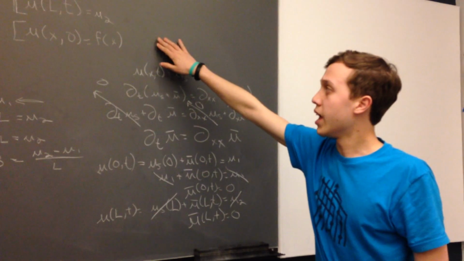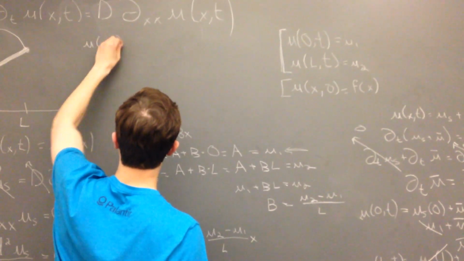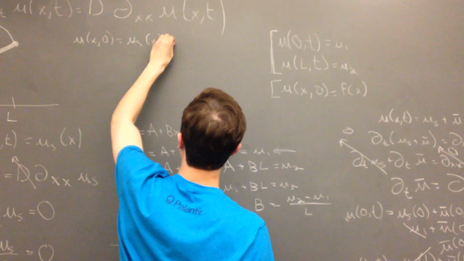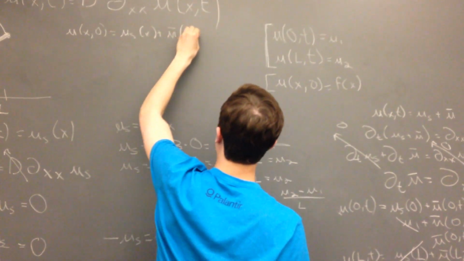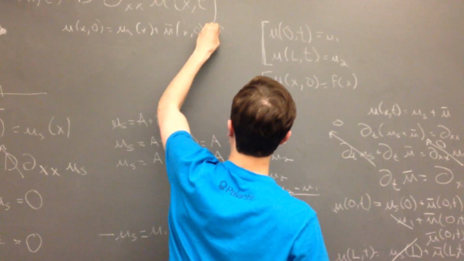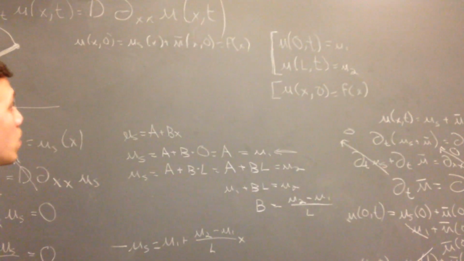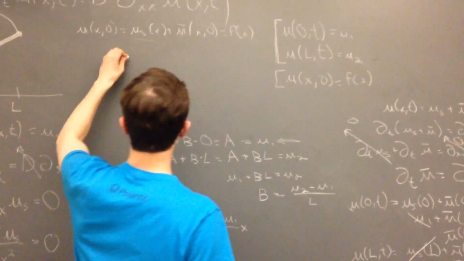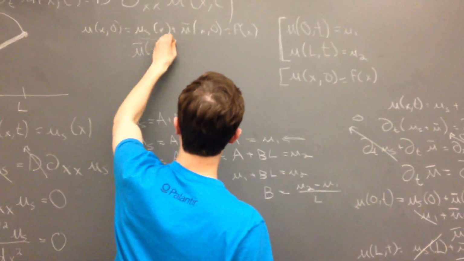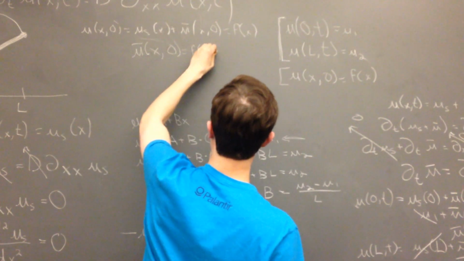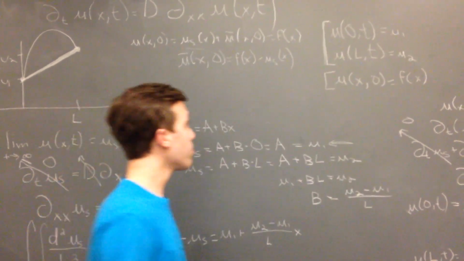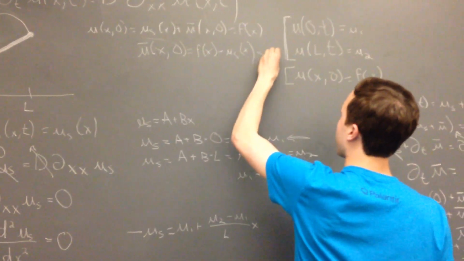The last thing we have to solve for is our initial conditions. So we have u of x comma 0 equals u_s of x plus u bar of x comma 0, and all that is equal to f of x. So what we're going to do is subtract the long-time solution for this initial condition from both sides. And we're left with u bar of x comma 0 is equal to f of x minus u sub s of x. Both of these are just functions of x, f of x and u sub s of x. So we can just call this difference here g of x.